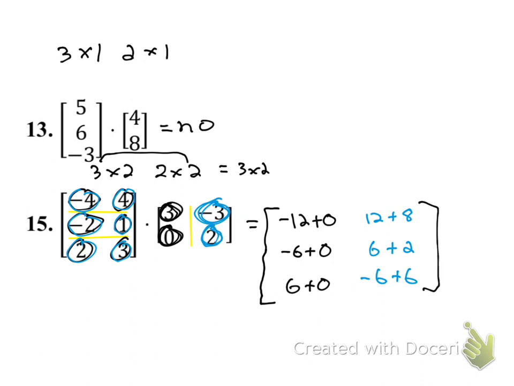Okay. So that answer will be -12, 20, -6, 8, 6, 0. Okay.